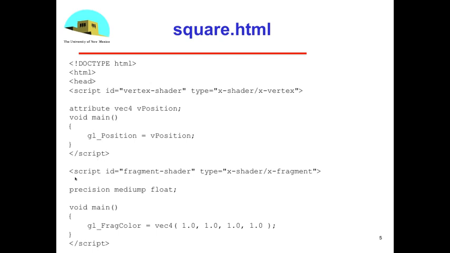Now we have a fragment shader, which once more has an ID, so we can refer to it in the JavaScript file called fragment shader, and the type is saying this is a fragment shader that follows. This is once more a very, very simple shader. All it's going to do is color everything white. So let's look at, I'll come back to this at the top in a minute.